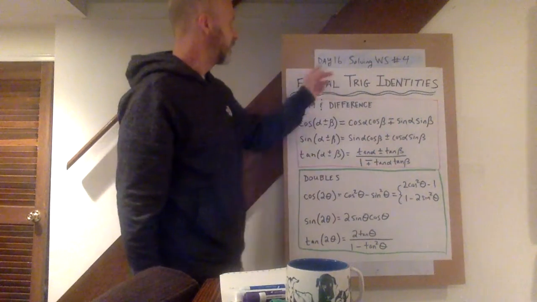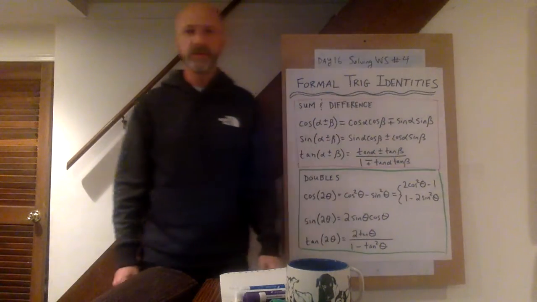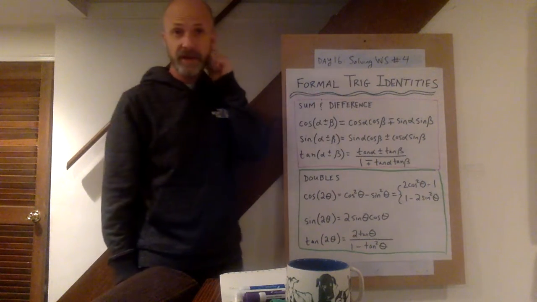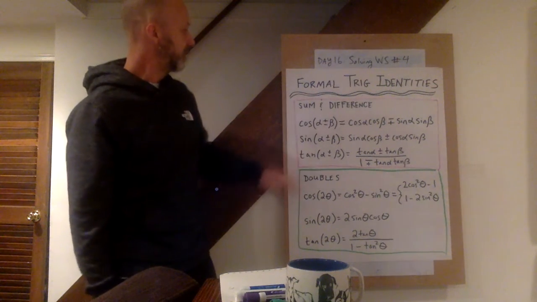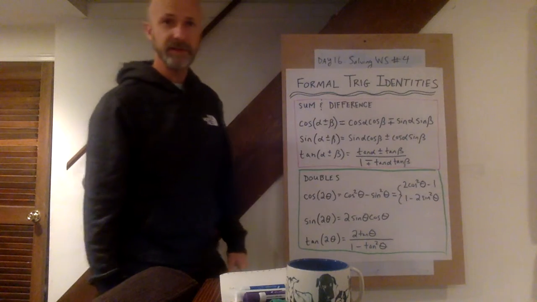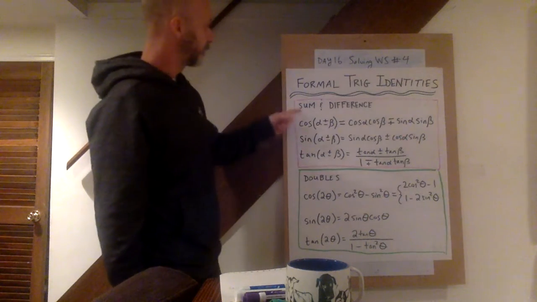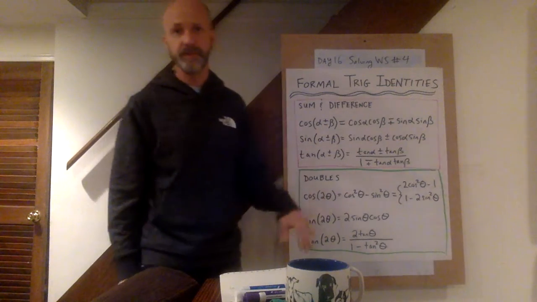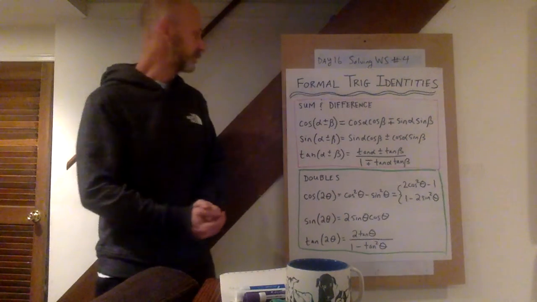Okay, welcome to day 16. Today's assignment is solving trig equations worksheet number 4. You're going to use the formal trig identities quite frequently to help you solve here, so it's probably useful to have a list of those identities in front of you. You'll need the sum and difference identities for sine, cosine, and tangent, and you also need the double angle identities.